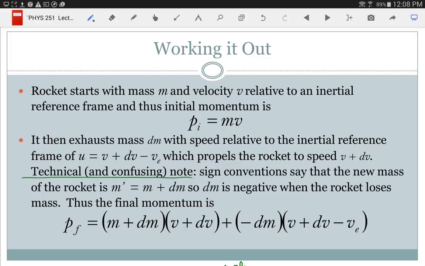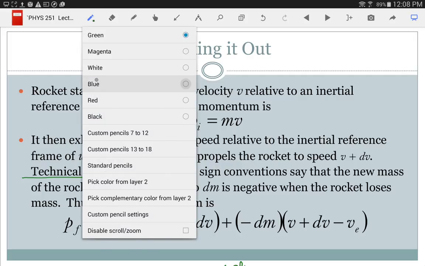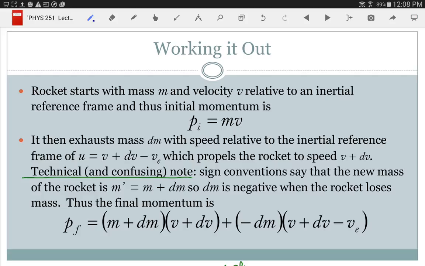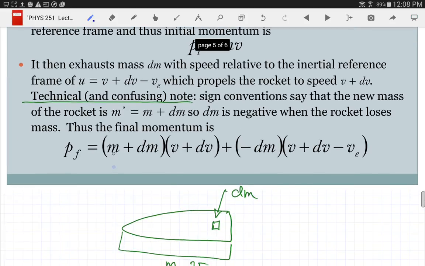The momentum you start with is mv. The momentum you end with is this long thing. Now let's take this long thing and, this will not simplify it, multiply through. So if I multiply through, m times v is mv plus m times dv plus v times dm plus dv dm. Okay, so I multiplied in blue is everything in the first set. And then I'll change to red for the second set.